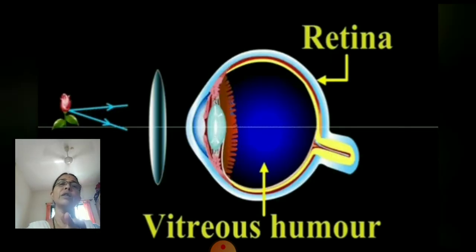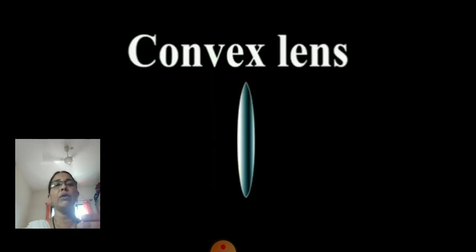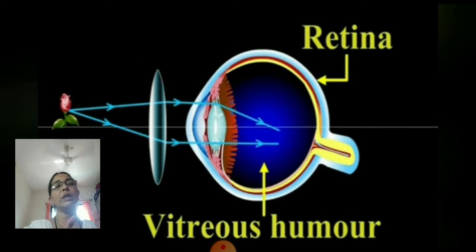Convex lens will help to converge the light and focus it properly on your retina. So the image will be taken on the retina. So to use a proper convex lens will cure hypermetropia.